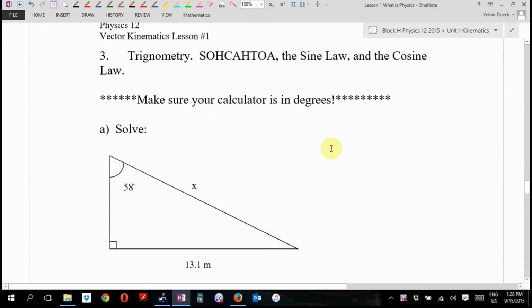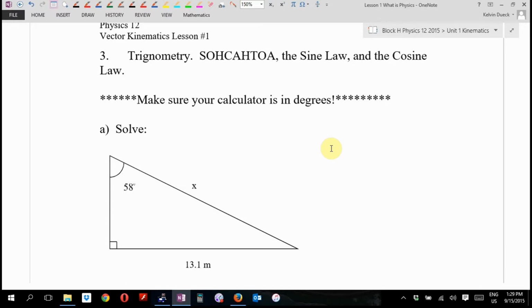Trig, the next page. You learn in Math 10 Sohcahtoa, which stands for sine is opposite over hypotenuse, and cosine is adjacent over hypotenuse, and tangent is opposite over adjacent, a wonderful little acronym. You need to be aware that this only works when you have right angles. You also learned in Math 10 the sine law and the cosine law. This year we're going to use those a lot more.